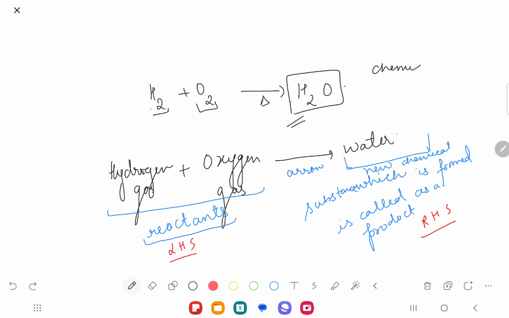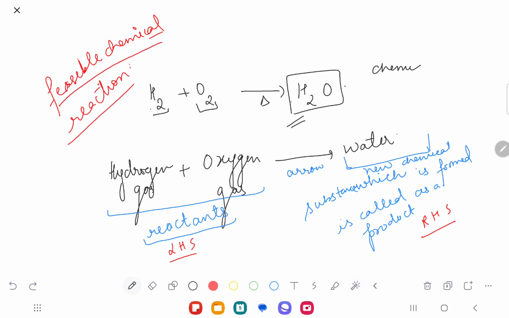Are you understanding? So this is a feasible, meaning possible, chemical reaction. And if it is a feasible chemical reaction, that means what? You tell me. That I can put down that reaction into the form of an equation.